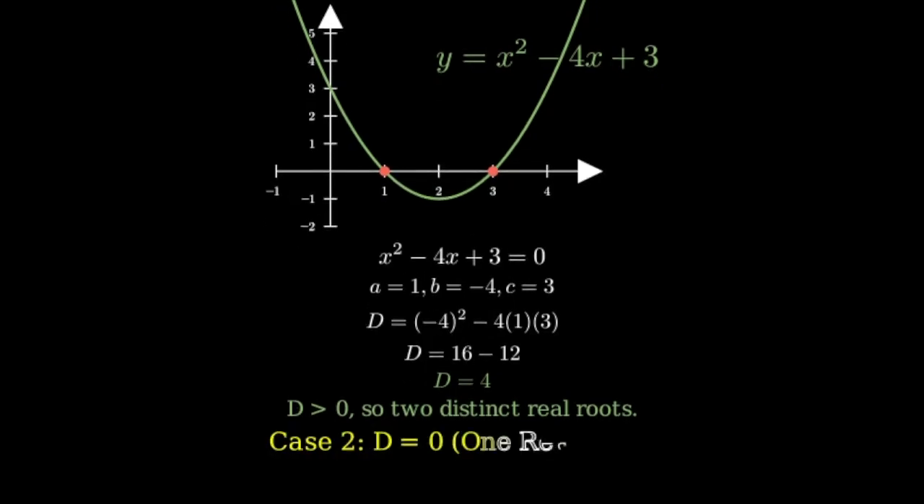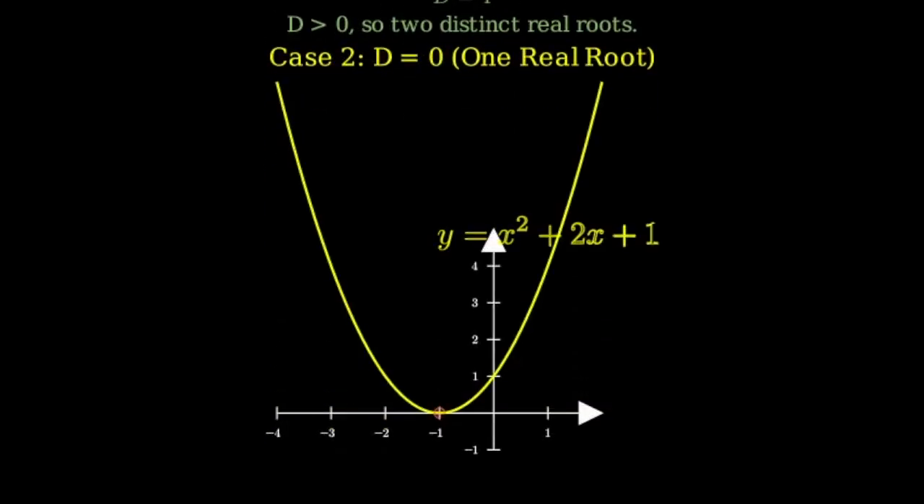Now for the second case, when the discriminant is exactly 0. If D = 0, the quadratic equation has exactly one real root. This is sometimes called a repeated root or a double root. Graphically, the parabola touches the x-axis at exactly one point, which is the vertex of the parabola.